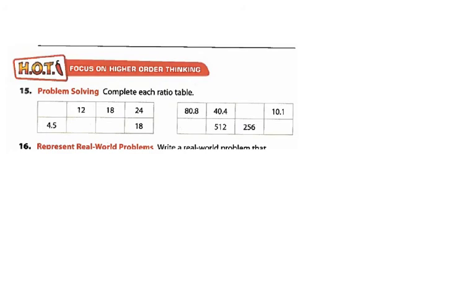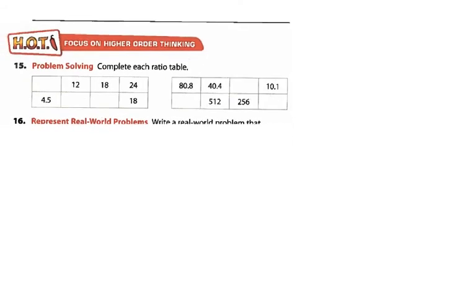Okay, last problem example here. This one's a little trickier. Okay, so you can see here that we don't have an initial ratio that we're starting with, do we? It wants us to complete this ratio table, but it doesn't give us an initial ratio. So we have to figure that out. So I'm going to start with this one here.